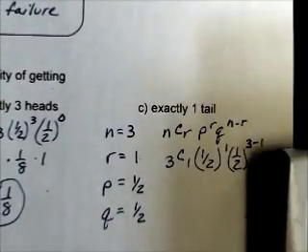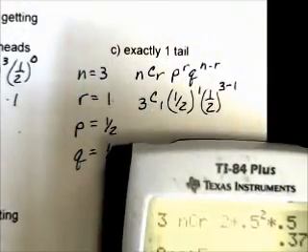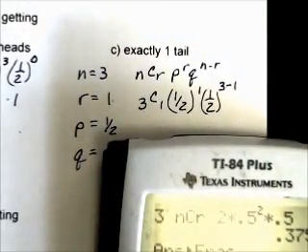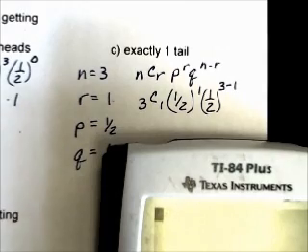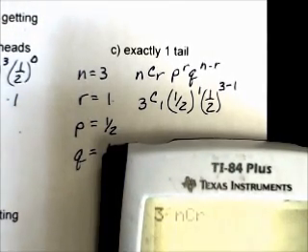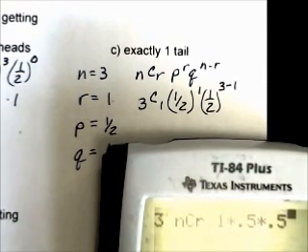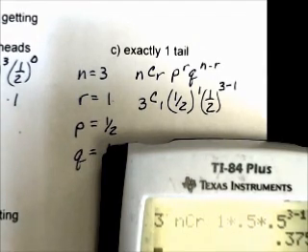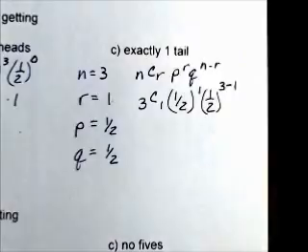All right, I'll go to the calculator and key this in. So 3, math, probability, number 3 for nCr, 1 times, I'm going to do 0.5 to the first, which is simply 0.5, times 0.5 raised to the 3 minus 1, 0.375. So this also is 3/8.